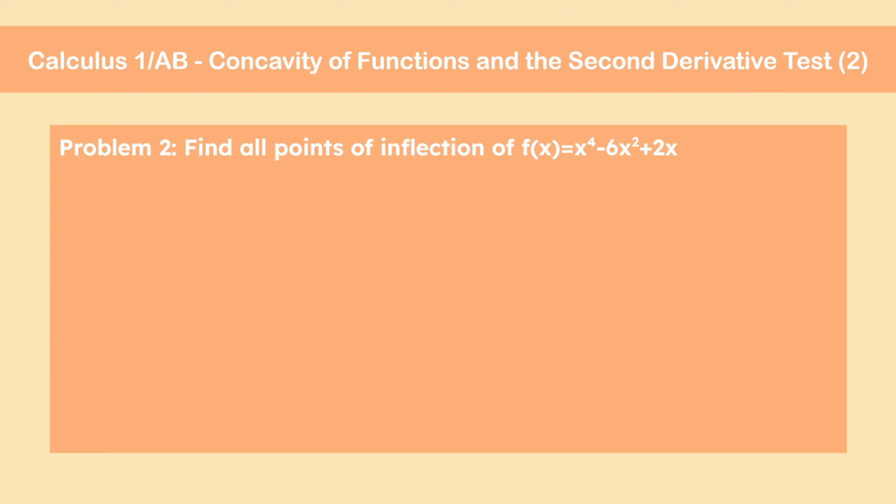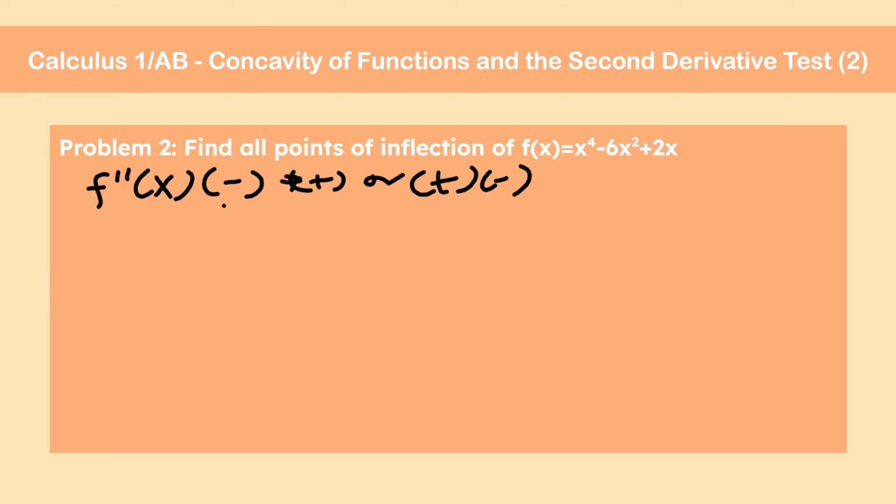So now we're going to look for all the points of inflection of f of x is equal to x to the power 4 minus 6x squared plus 2x. Points of inflection occur when the second derivative changes signs from either negative to positive or positive to negative. So now let's find the first derivative, because we have to get the second derivative by differentiating the first derivative. So now we have 4x cubed minus 12x plus 2.